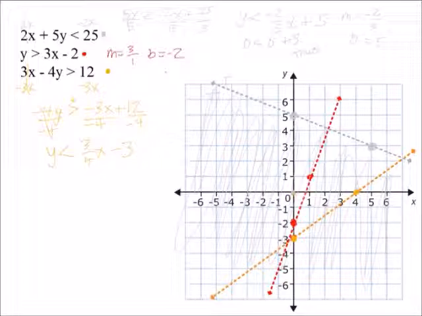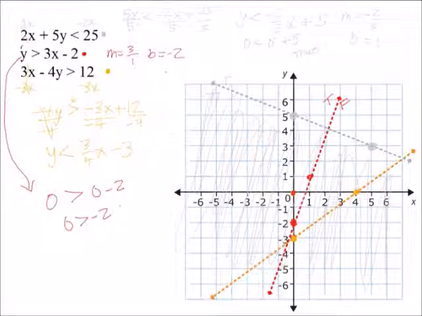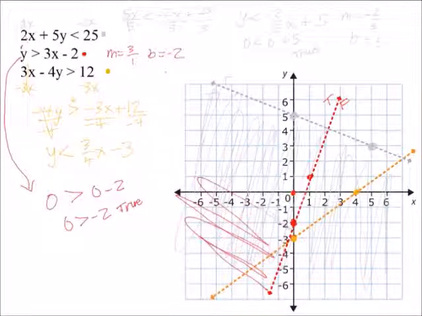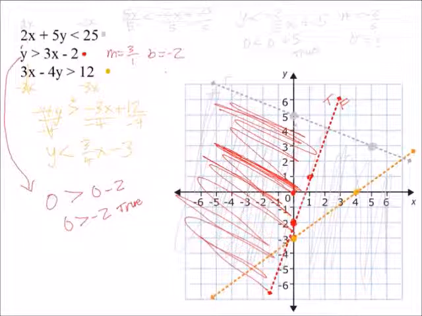In red, okay, here's your test point. Okay, so this is your true side, this is your false side. So in red, 0, let's meander down here. 0 is greater than 0 minus 2. Is 0 greater than negative 2? Yes, this is true. So I have to shade everything on this side. Okay, and let's go ahead and make that gray a little bit more obvious.